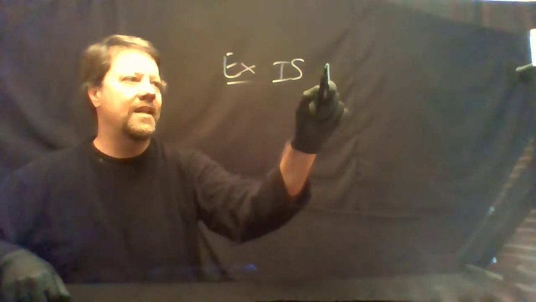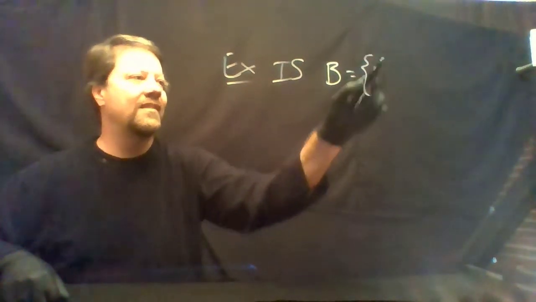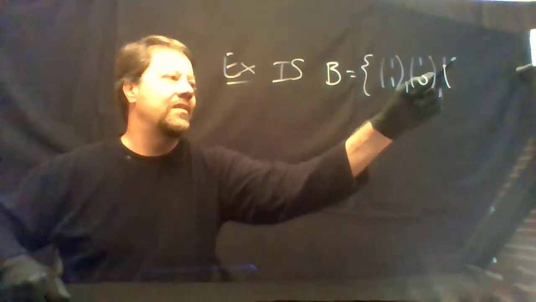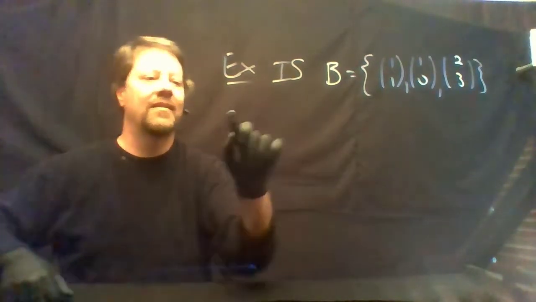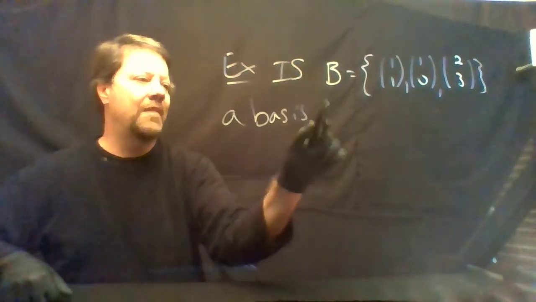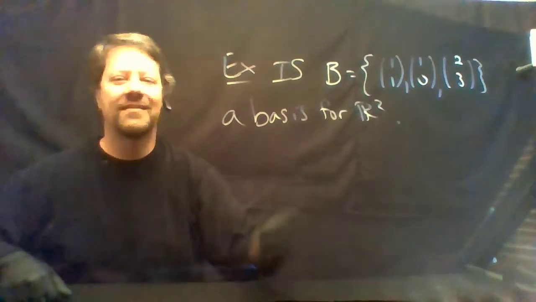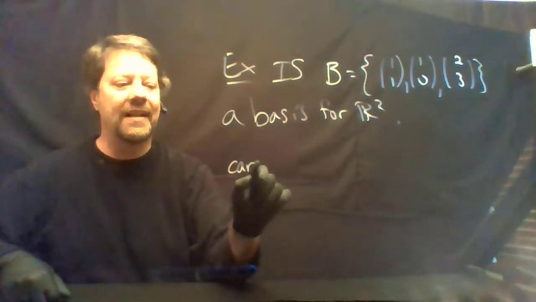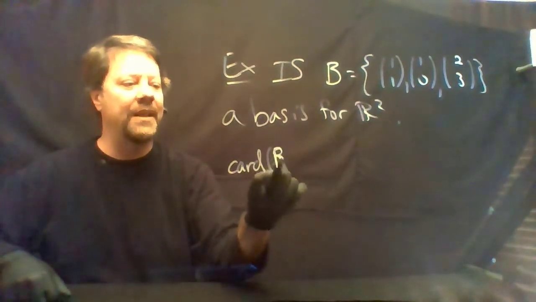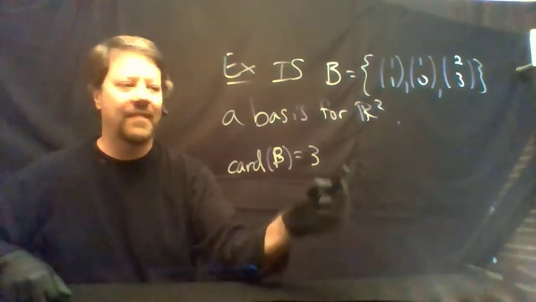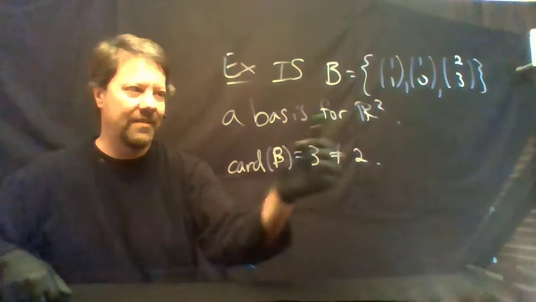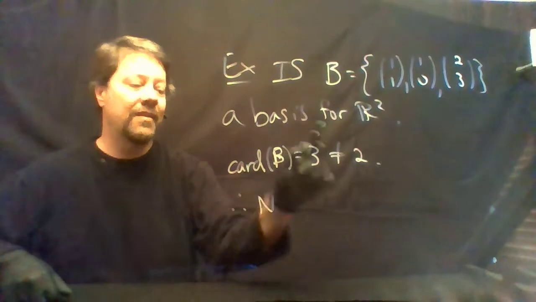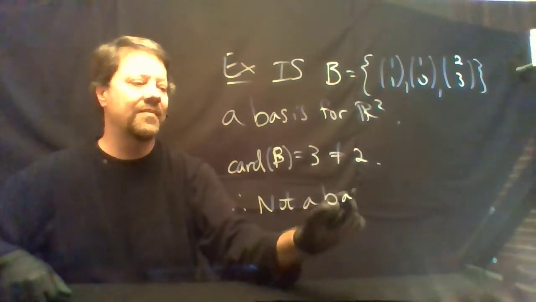Is the set B, I'll say suggestively, (1, 1), (1, 0), (2, 3), a basis for R2? The answer is no. The number of elements in B is 3. That's called the cardinality of the set. The cardinality of B is 3. That's not 2. The dimension of R2 is 2. Every basis has to have exactly 2 elements. Therefore, this is not a basis.